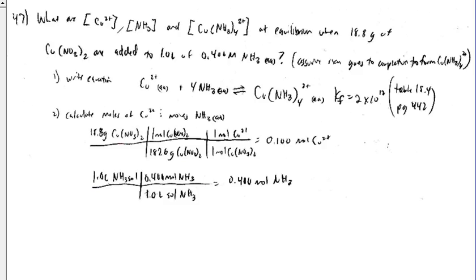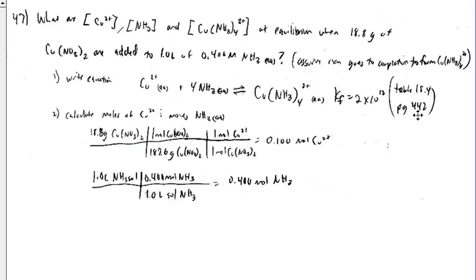Take a look at number 47. In 47, you're asked to find what are the concentrations of the copper 2 plus ion, the ammonia molecule, and the complex ion tetraamine copper 2 plus at equilibrium, when 18.8 grams of copper 2 nitrate are added to 1.0 liter of 0.400 molar ammonia. You're asked to assume that the reaction goes to completion to form as much copper containing complex ion as you can. That's the tetraamine copper 2 plus. You write an equation. You're taking the copper from the copper 2 nitrate, and putting it with 4 ammonias and making the tetraamine copper 2 plus.